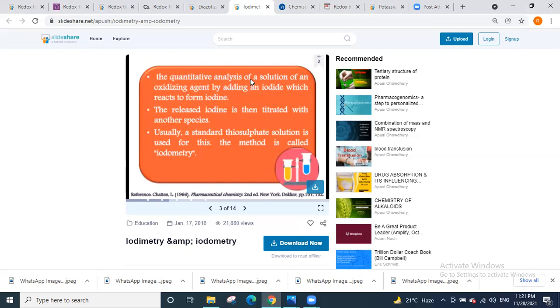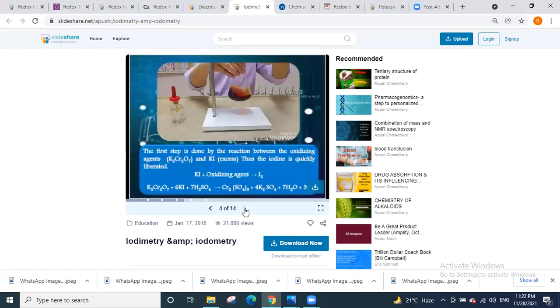So some oxidizing agent reacts with iodide and converts it into iodine, and the released iodine is treated with another species for quantification. Mostly it is used for the standardization of sodium thiosulfate. Sodium thiosulfate is a secondary standard. It can be standardized with the help of this liberated iodine, and we know that there is a very good reaction between iodine and thiosulfate.